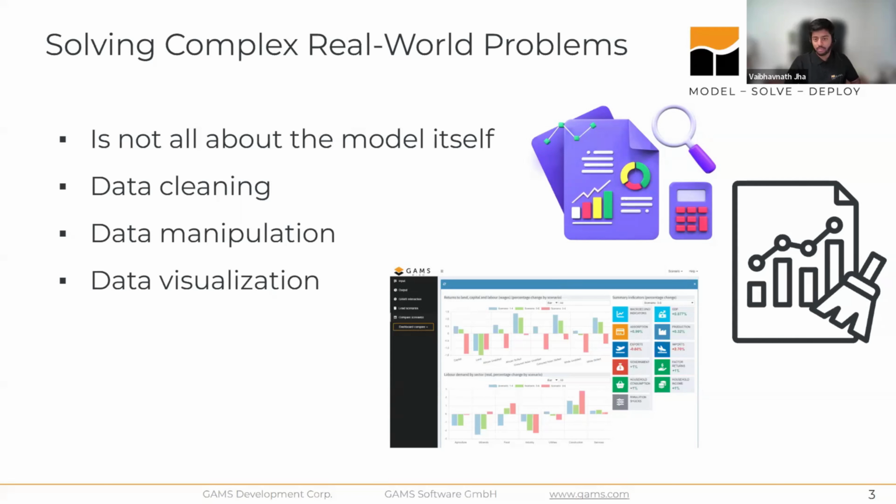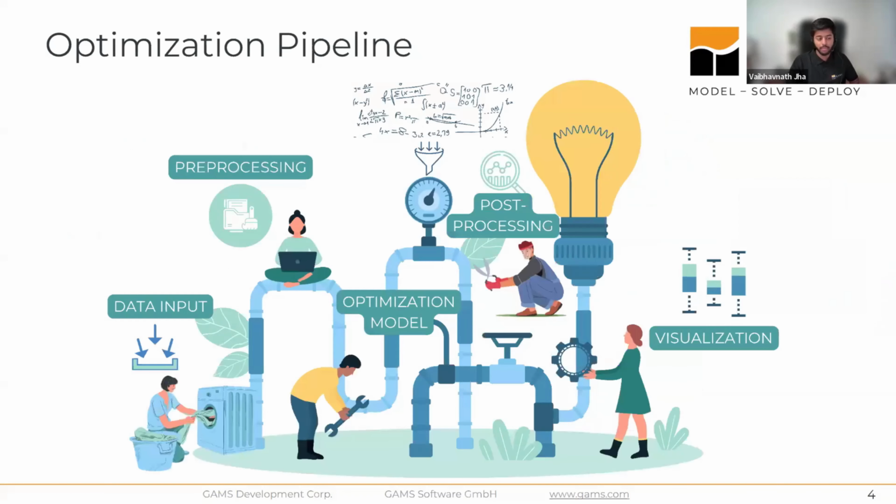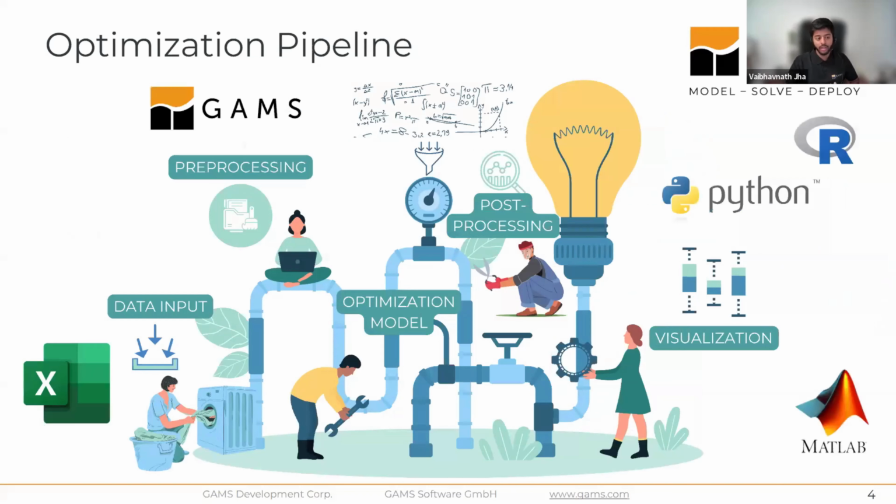This could be a challenging task, and most often leads to this optimization pipeline, where the data input pre-processing can be done in Microsoft Excel. Then the optimization model itself can be done, let's say, in GAMS. Then the post-processing and visualization can be done in a separate environment, for example, Python or R. So let's be honest, data manipulation, pre-processing, and post-processing can be a time-consuming and a tedious task, especially when it comes to a domain-specific modeling language such as GAMS.